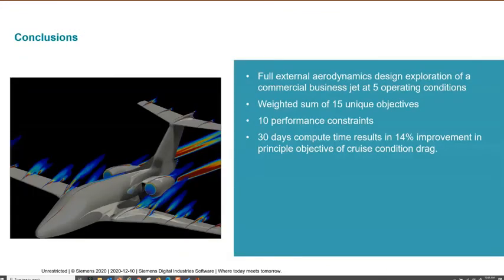In summary, the purpose of this project was to take an application that has real-world engineering significance, that takes all the complexity that goes into evaluating the performance of something as sophisticated as a business jet, and to use a design exploration strategy on it, looking at the automation and seeing how much improvement we can get. I'm very pleased with the results. For the 30 days of compute time, we managed to get a 14% improvement in that principal objective, while simultaneously also seeing at least some improvement in the other objectives and satisfying all 10 constraints.